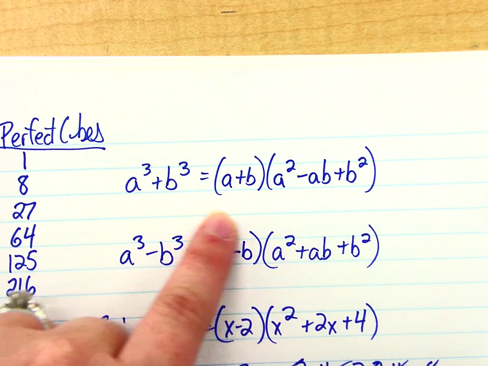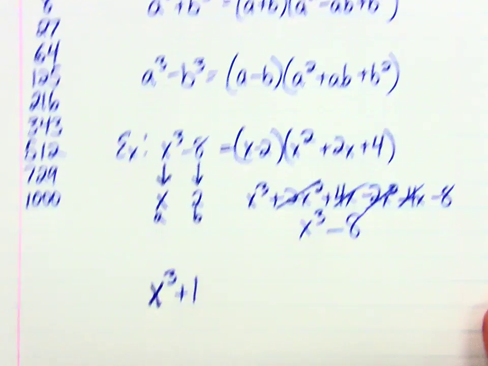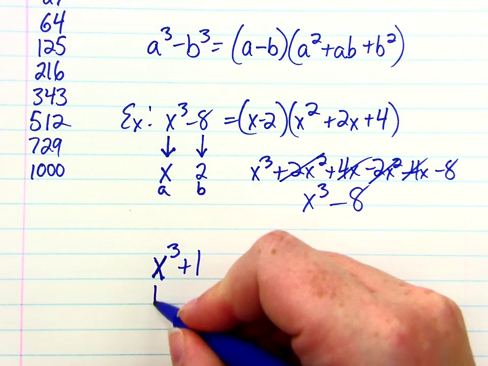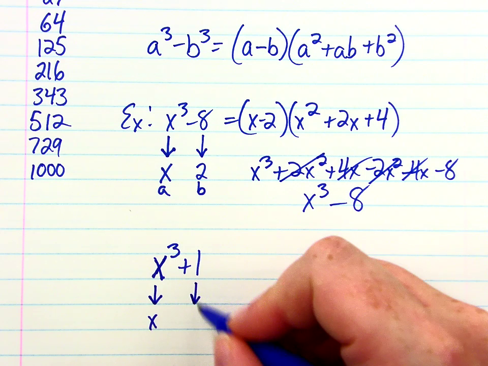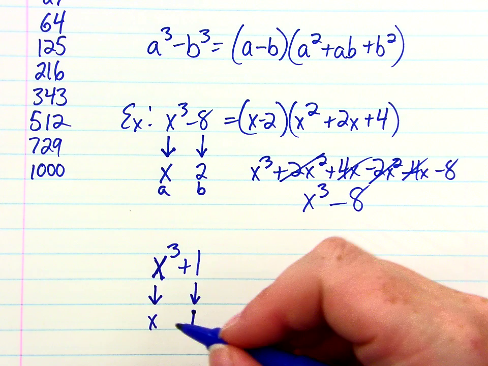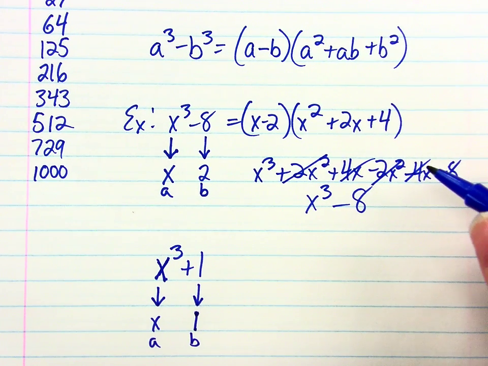Before I can plug everything into the formula, I just have to figure out what little a and little b are. That's all. So I go back here and I ask myself, what's the cube root of x cubed? x. And what's the cube root of 1? 1. So that's a, that's b. That's what I'm going to plug into that formula.